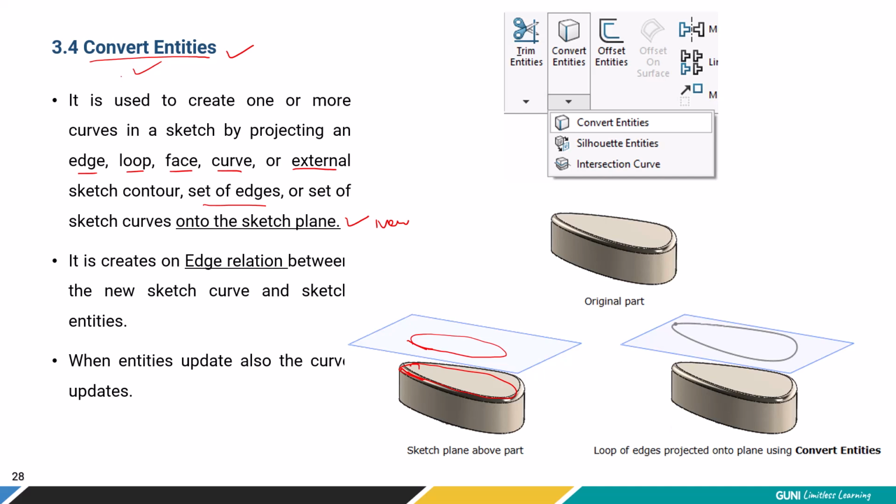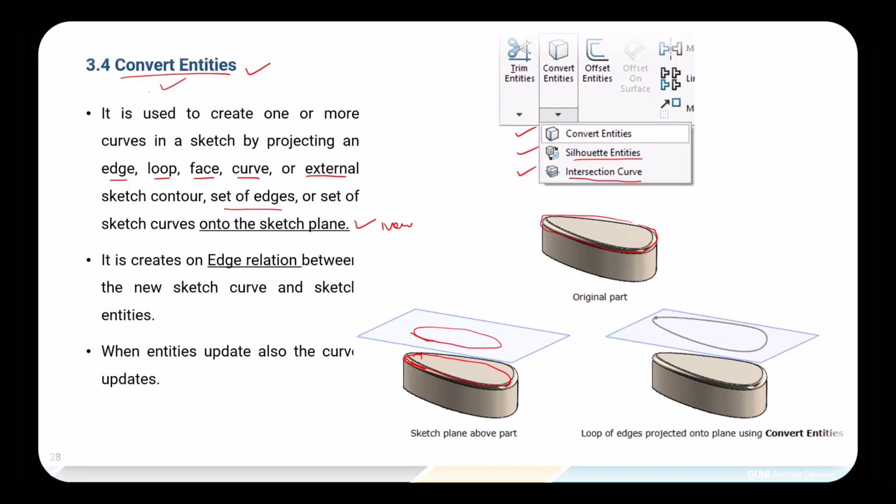Now inside convert entities we have three options: convert entities, silhouette entities and intersections. Silhouette entities allow you to convert the edge of a solid feature, it may be any type of solid, into the sketch. Similarly, the third option is called intersection curve, where for the intersection between two bodies, solid or surface body, or between a solid and plane or surface and plane, it helps us create a sketch between these two intersecting bodies.